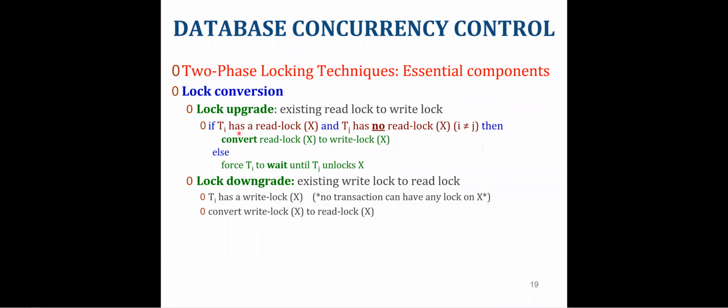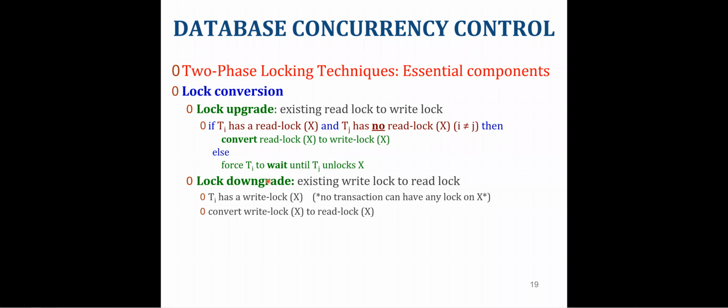So Ti here has a read lock on X and Tj has no read lock on X. So Tj doesn't read now, but Ti just reads. So only Ti is reading X. No other transaction is reading, and Ti wants to write on it now, so it can upgrade itself to the write lock. We call this upgrading. Else, if Tj and Ti are reading the same data item X, Ti must wait till Tj finishes. When Tj finishes, Ti can upgrade itself, or it can be upgraded.